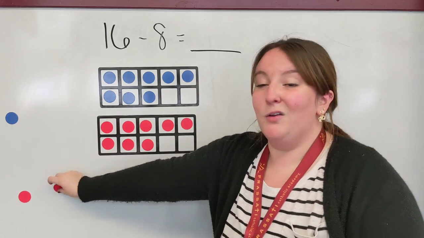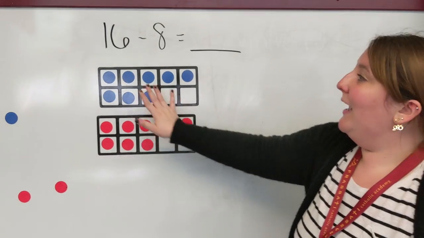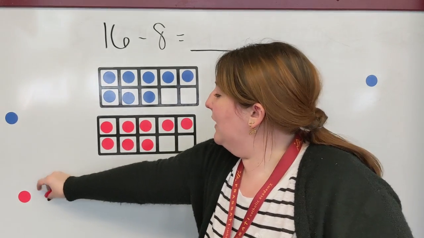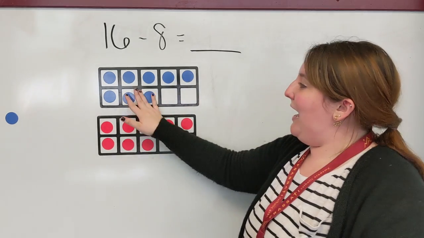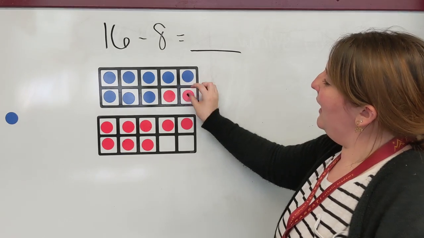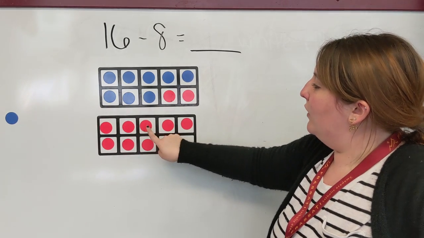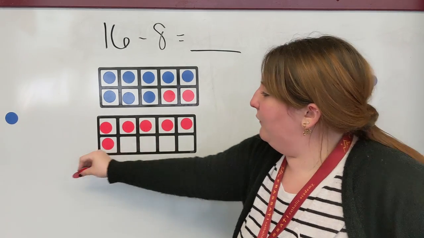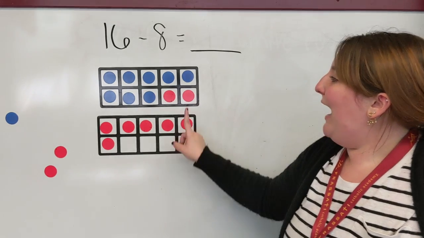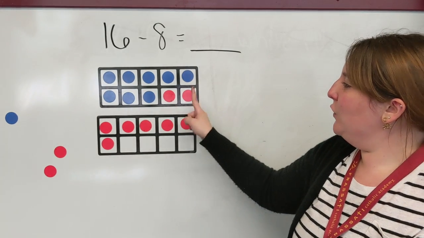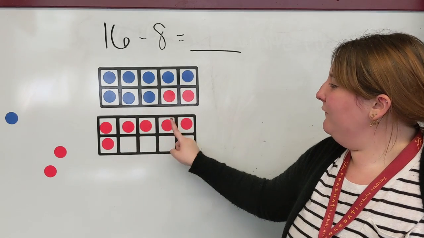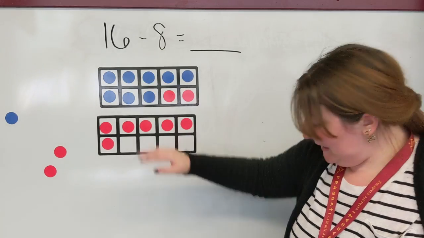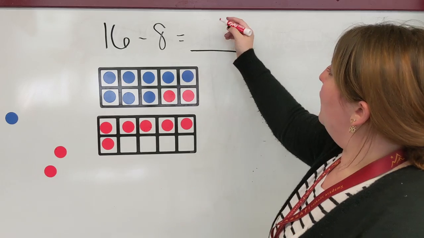We'll move this red one out of the way for now. Next, we're going to count on to get to that number 16. So let's continue counting. I have 8, 9, 10, 11, 12, 13, 14, 15, 16. So let's move these two out of the way. I just added 1, 2, 3, 4, 5, 6, 7, 8 red circles. So 16 minus 8 equals 8.